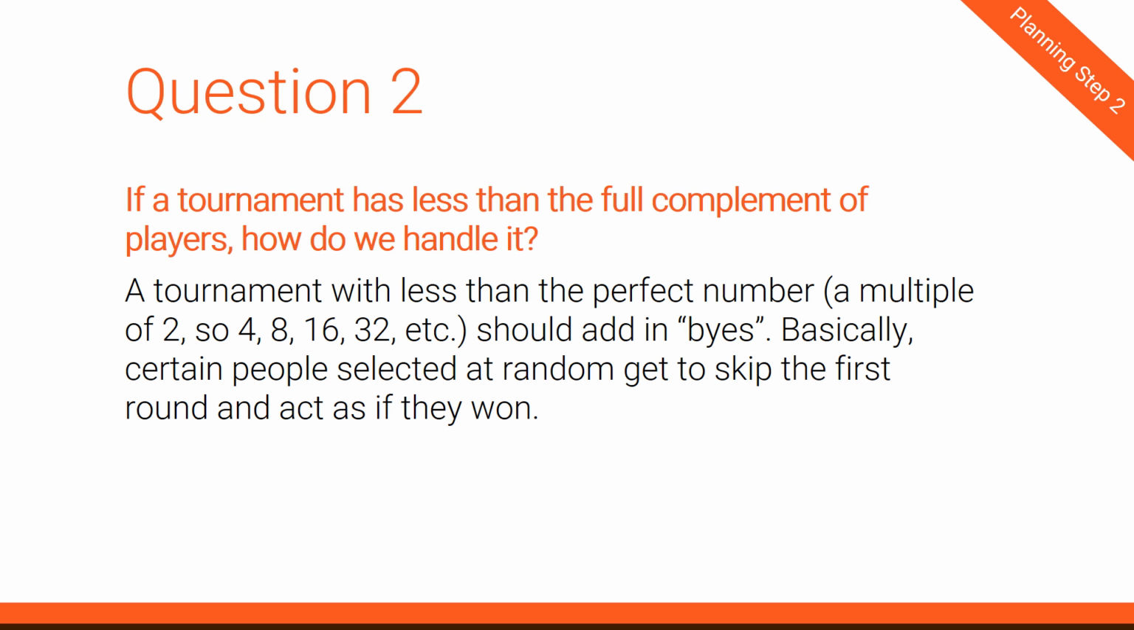Question number 2. If a tournament has less than the full complement of players, how do we handle it? So the idea here is a 14-person tournament. Well, 14 does not divide evenly. The ideal would be 16 in that case. So how do we do that? Well, a tournament with less than the perfect number should add byes in. Basically, certain people are selected at random. That's a key thing there, at random, to get to skip the first round and act as if they've won. So we'll need to figure out how to do random assignment of byes.